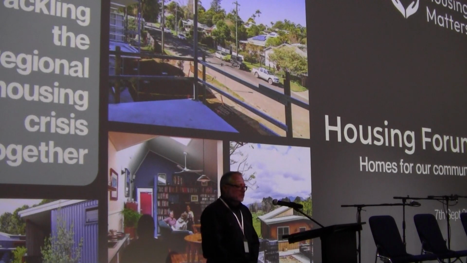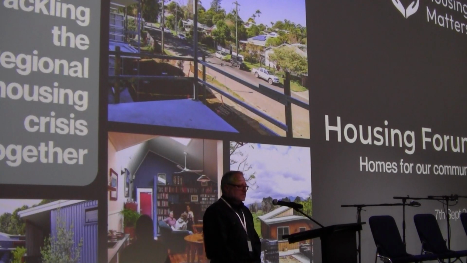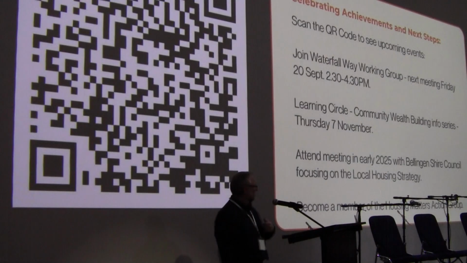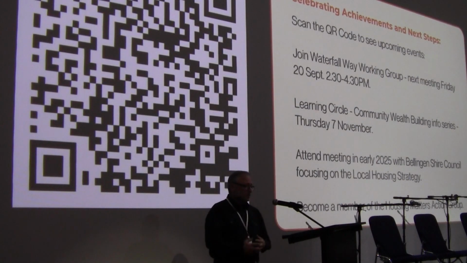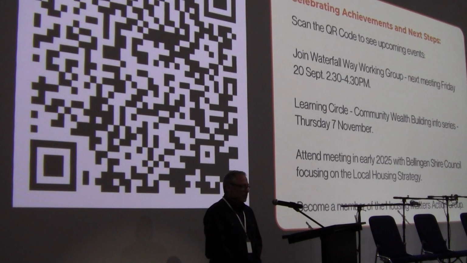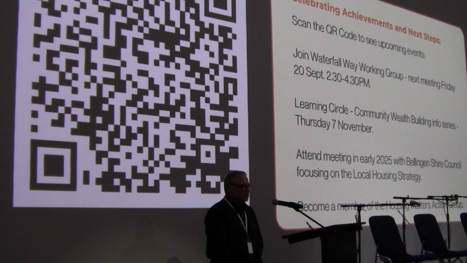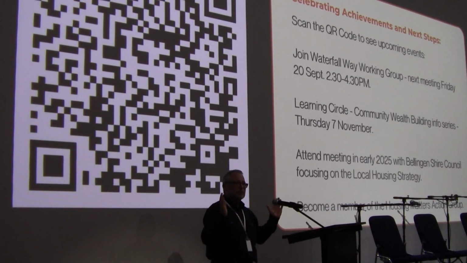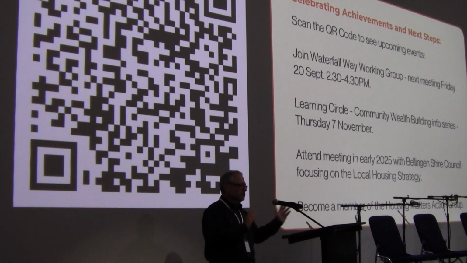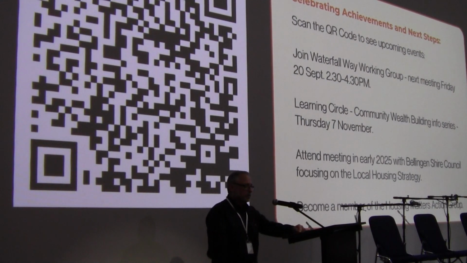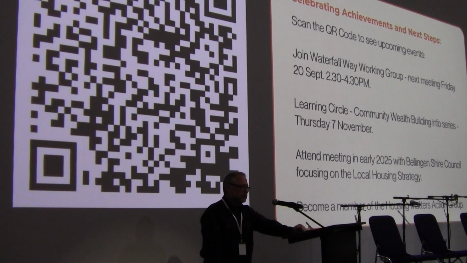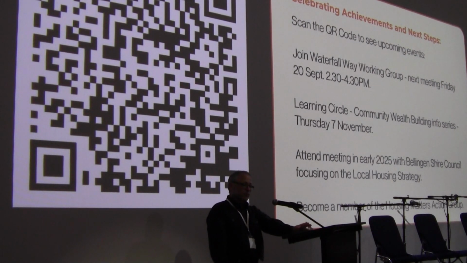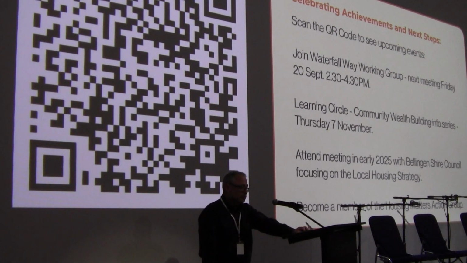That would be great. So it says here, spruik upcoming events and ways to get involved. Okay, so there is a QR code. Yep, oh, it's a big one. There's a QR code on the screen behind me, and if you scan that code, that will take you to the website where you can find out more about what's going on. You can also join the Waterfall Way working group, the Waterfall Way CLT working group, as Kerry was talking about.